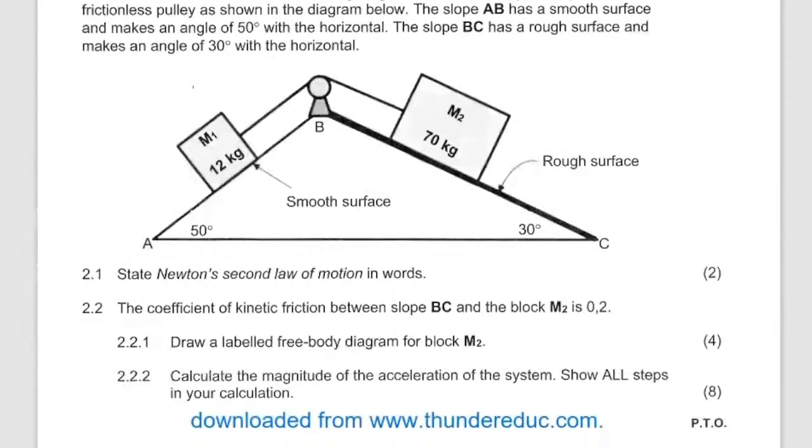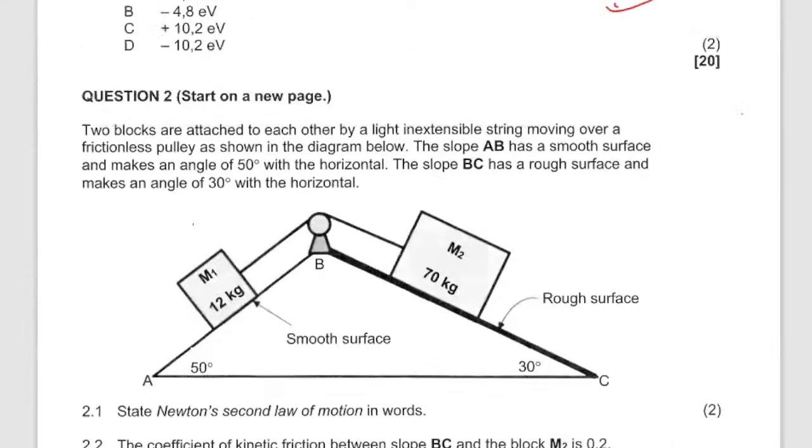Let's move on to question number 2. Two blocks are attached to each other by a light string moving over a frictionless pulley as shown in the diagram below. So we have a slope AB at 50 degrees, and then the slope BC is 30 degrees. Then they want us to state Newton's second law of motion.